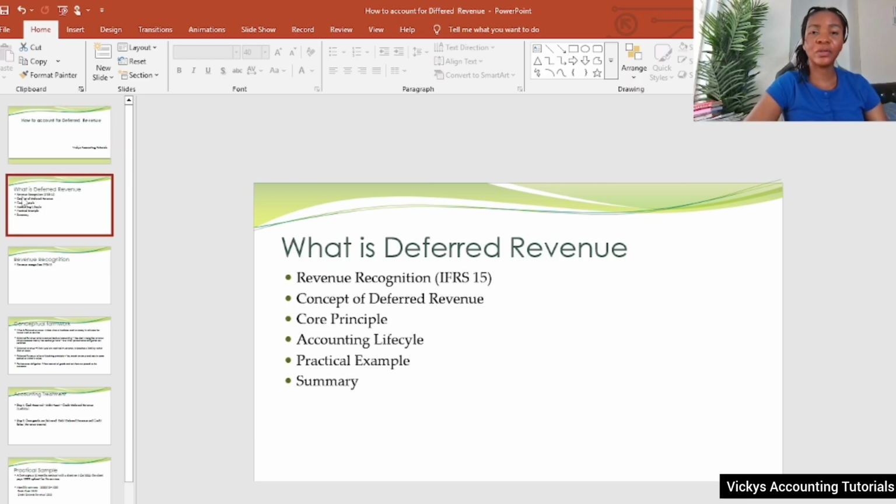So today we'll cover what deferred revenue is, the revenue recognition conceptual framework, which is underpinned by IFRS 15, the concept of deferred revenue, core principles, the accounting lifecycle, practical examples, and finally a summary. These are the things we're going to be looking into. So it is fully packed.